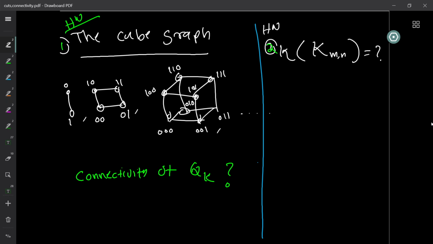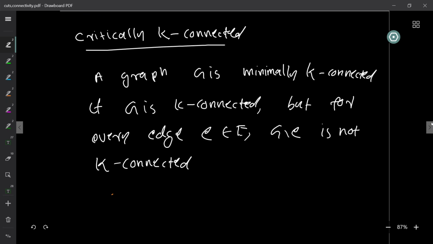Then another question I can think of is, what is the connectivity of K_{m,n}, the complete bipartite graph on m vertices and n vertices? Now, given a graph, we saw that we can talk about whether the graph is connected. Then we can talk about how well it is connected in terms of the connectivity, the minimum number of vertices that will disconnect the graph.